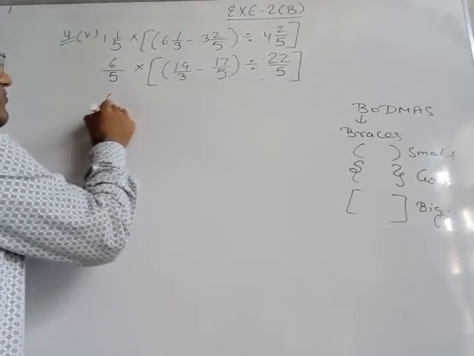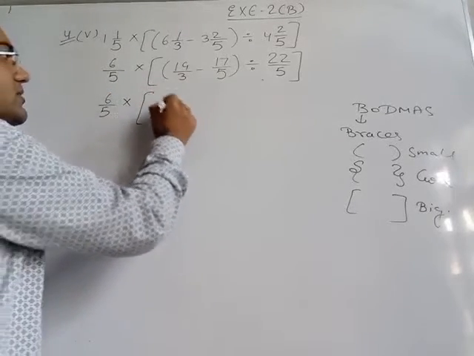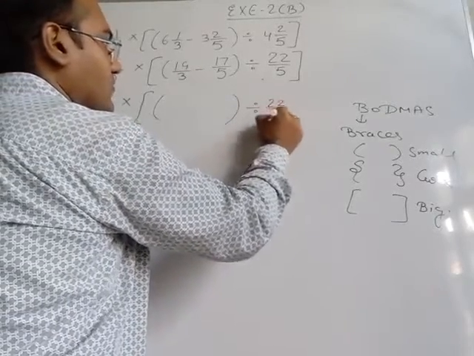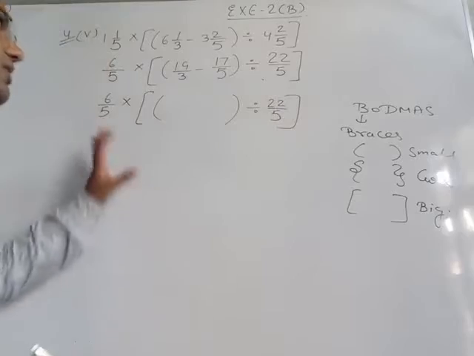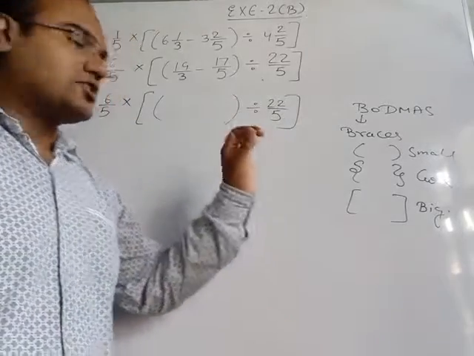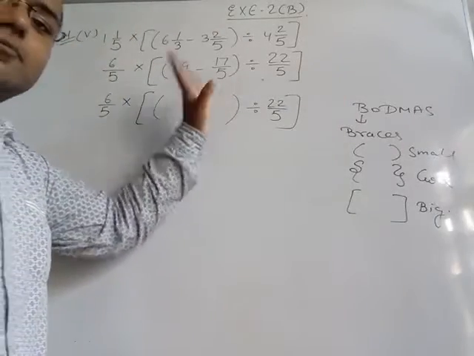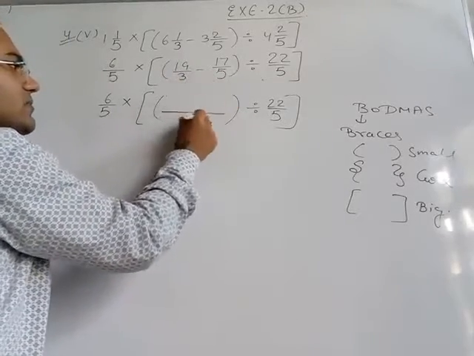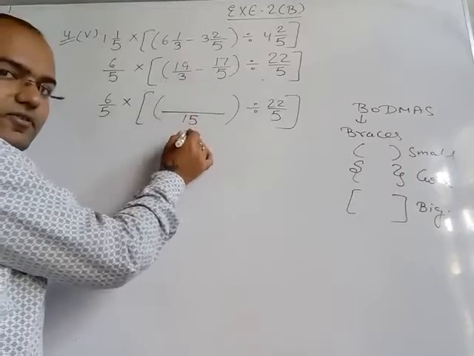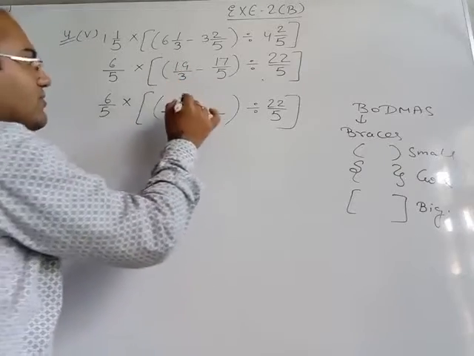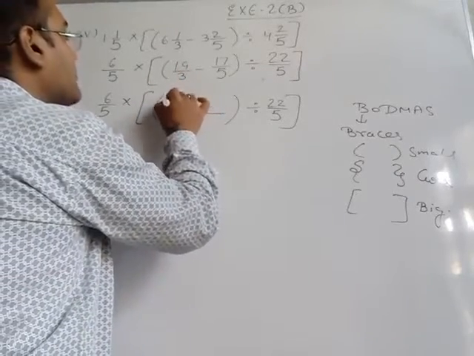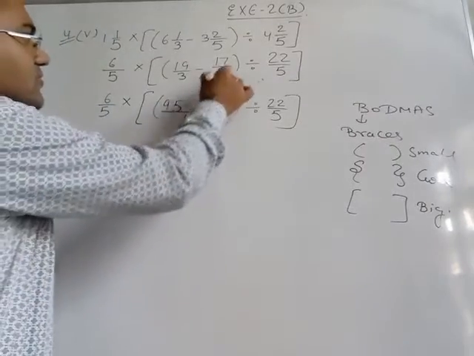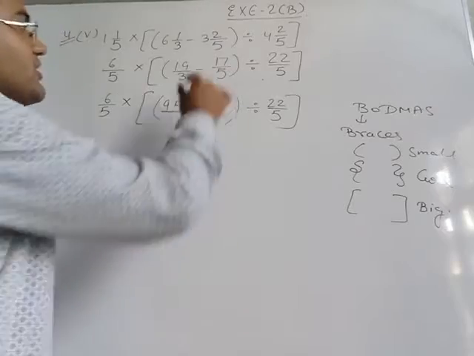6 upon 5 multiply big bracket, small bracket, divided by 22 upon 5. What we have done here: all the remaining things we will write as it is. First of all we have to solve inside this small bracket. LCM of 5 and 3 will be 15. 3 5s are 15, 5 into 19 we will do, minus 5 3s are 15, 3 into 17 we will do.